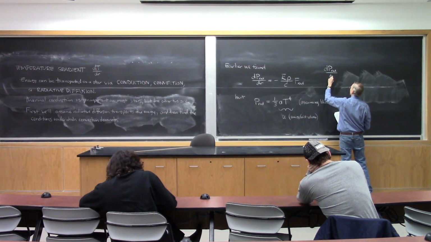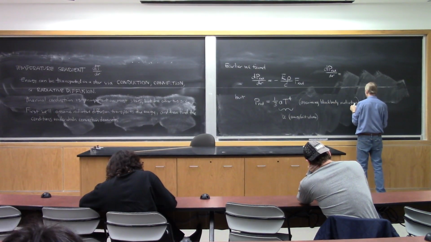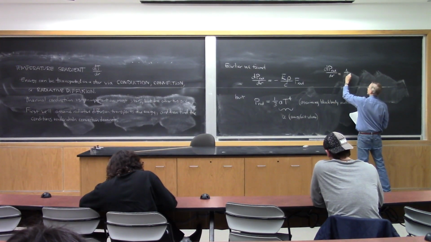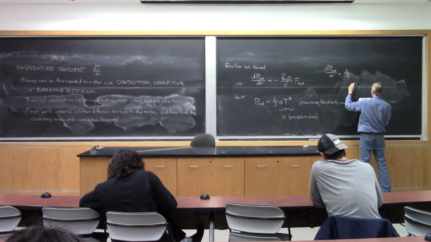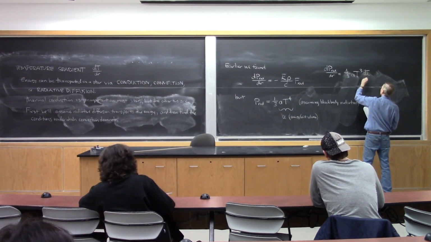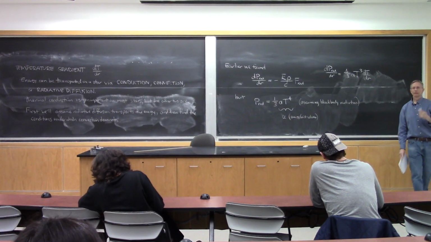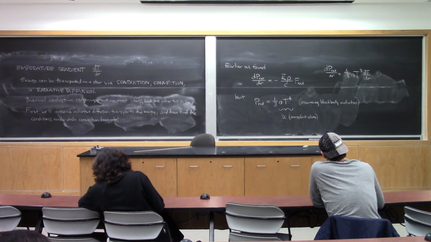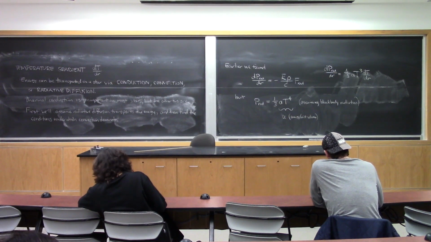So that's going to say that dP_rad/dr is going to be equal to 4/3 a T cubed dT/dr, right? In other words, the derivative of T to the fourth with respect to r, by the chain rule, is the derivative of T to the fourth with respect to T, namely 4T cubed, times the derivative of T with respect to r. So dP/dr is 4/3 a T cubed dT/dr.